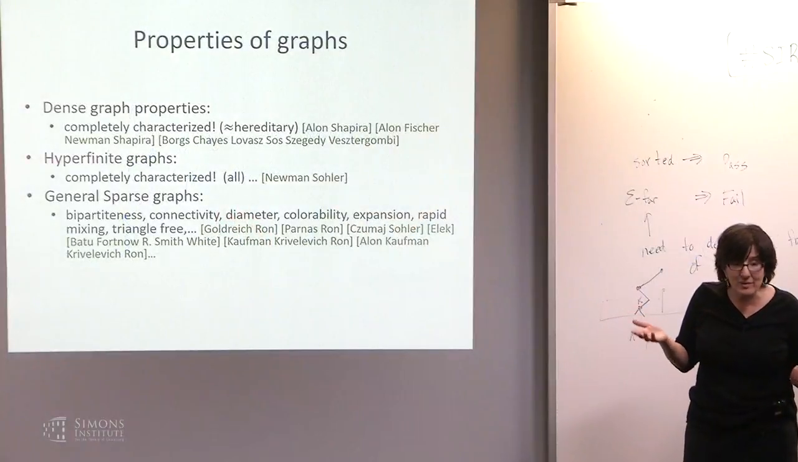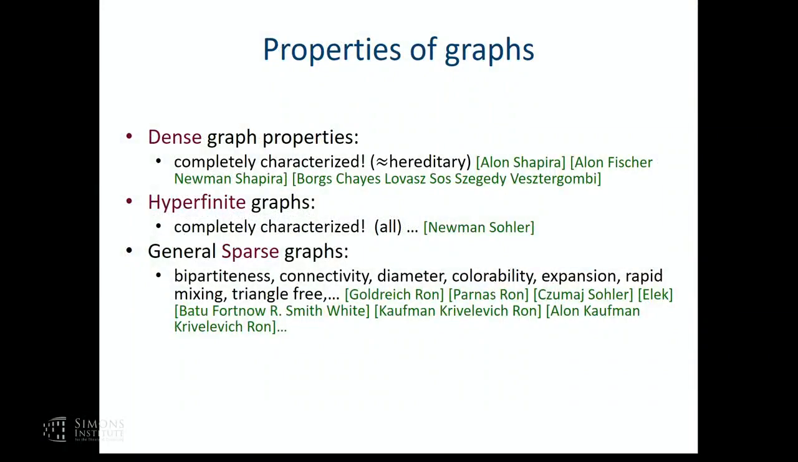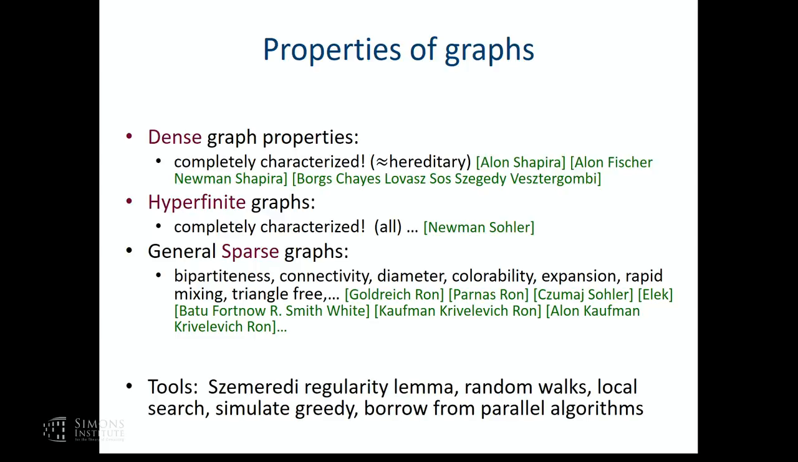So it's completely characterized what's testable in that model, and pretty much everything is testable in that type of graph. And general sparse graphs, which may be expanders or may be expanders in one section and very non-expanding in another section, there it's a little bit trickier and there's a lot of work to do, but there are some results giving sublinear time testers for things like bipartiteness, connectivity, diameter, colorability, expansion, rapid mixing, is the graph triangle free? So there's a bunch of things, lots of nice tools. I mentioned the Szemerédi regularity lemma, also random walks, local search, simulated greedy, borrowing from parallel algorithms, which I'll say a bit more about in a minute.